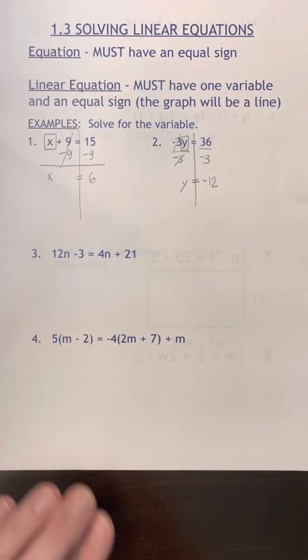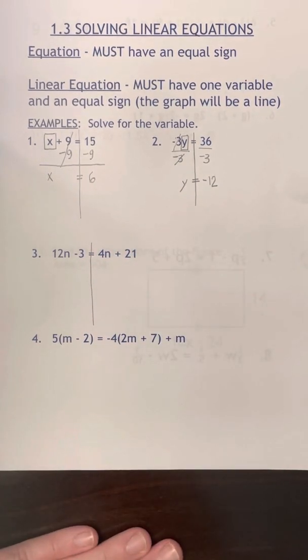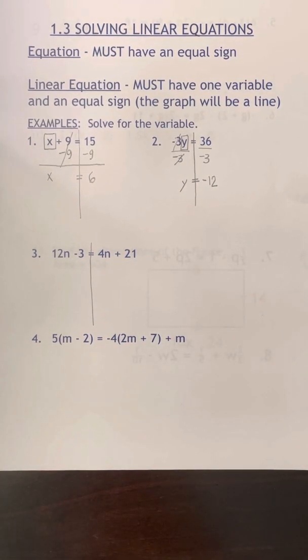All right, number 3. I want to solve for n. Here's the problem. There are n's on both the left and the right side of the equal sign. So a good rule of thumb is to move the smaller one. Now, you don't have to do it that way. You can move the bigger one. We could have people in this class doing it different ways, and we can still come up with the same solution. My preference is to move the smaller one.